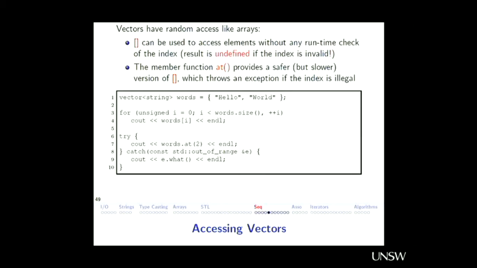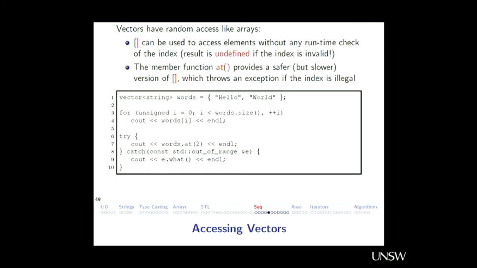Okay. So accessing vectors, I've already mentioned some of this, but you can use the square brackets to access elements without any runtime check of index. Okay? That means if you try to go over the bounds, the behavior is undefined. It's not guaranteed that you'll get an error or not get an error. It's undefined. It will depend on your compiler.